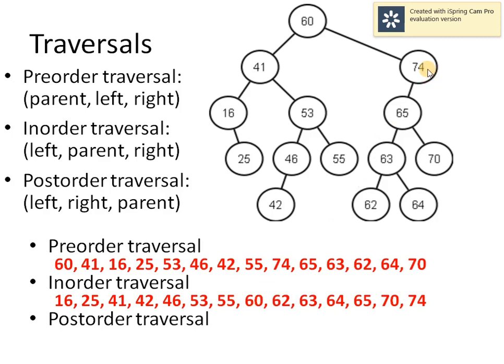Now moving to the right subtree. 74 is a parent, move left. 65 is a parent, move left. 63 parent, move left, and then we have reached 62. So after 60 we have visited 62, followed by parent 63, and then right of 63 is 64. So we have visited left of 65 completely.